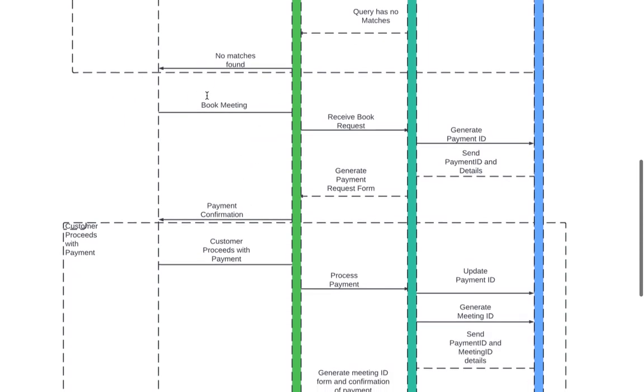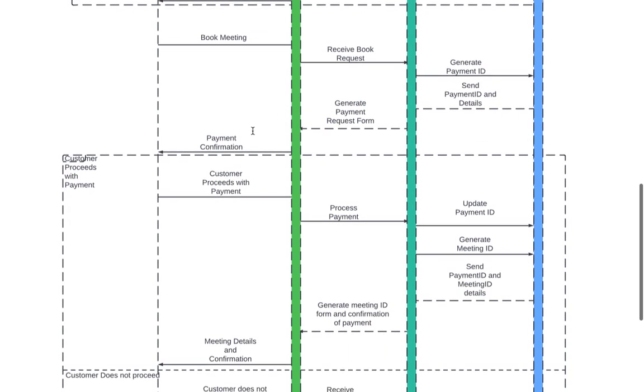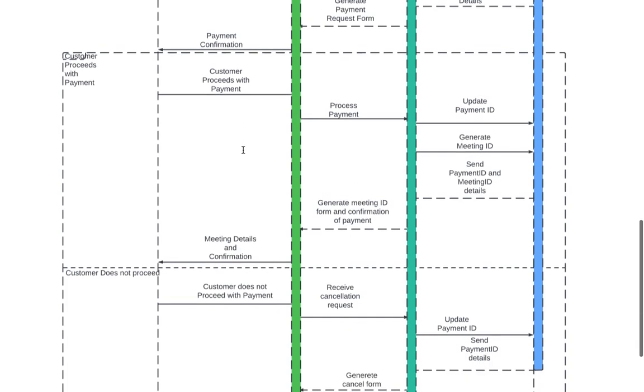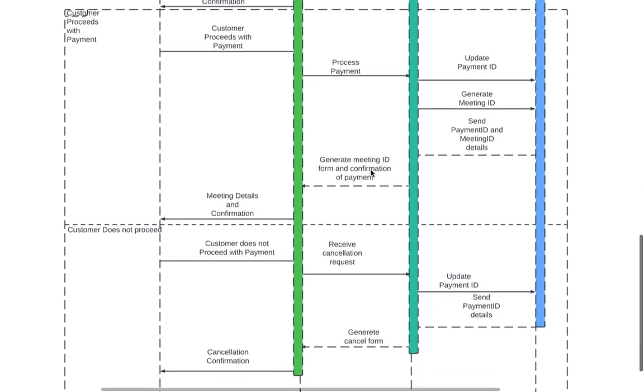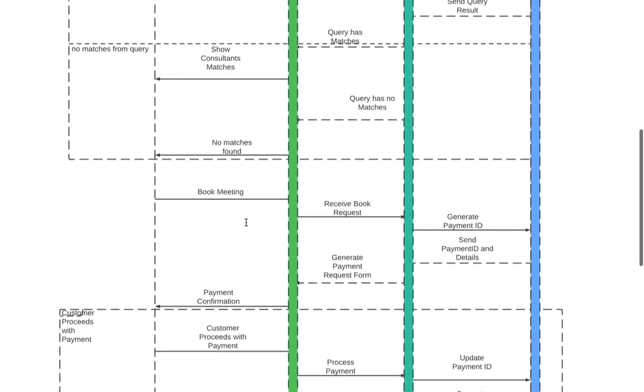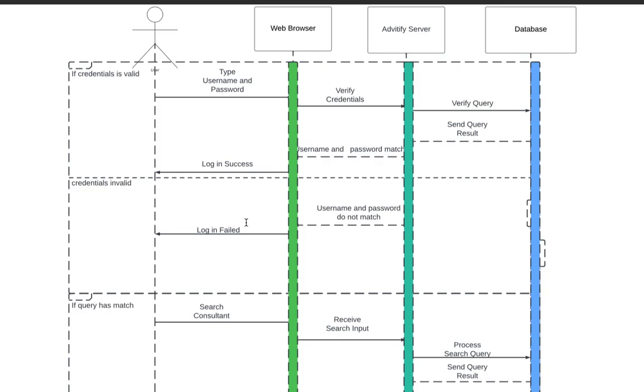Then the user can book a meeting, and after the meeting is booked, the customer can proceed with the payment. We are going to verify the payment. If the payment is good, we're going to generate the meeting details and confirmation. If the customer does not proceed with the payment, the meeting will be cancelled. So this is the basic sequence diagram of our system.